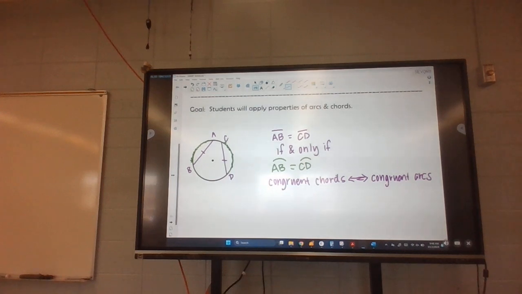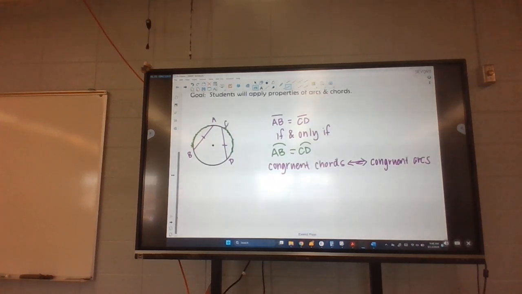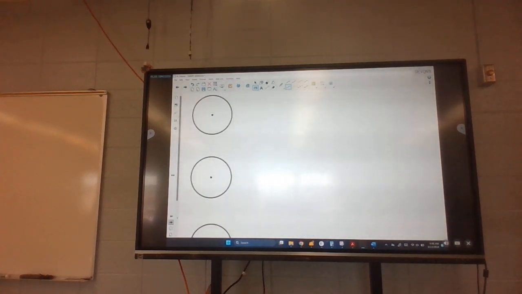Our next rule. Everyone good with that one? Okay. So for this next one, you're going to draw a diameter. I'm just going to go straight down through the middle, and I'm going to call that AB. It's hard to put an A up there.